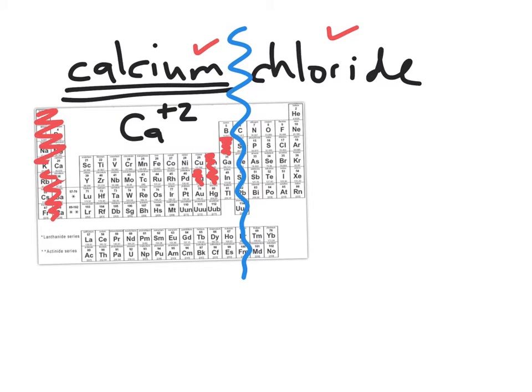As far as chloride goes, that's Cl, and we know that it has a -1 charge because it is in the seventh column of the periodic table. If you're having trouble finding it, it's actually right there.